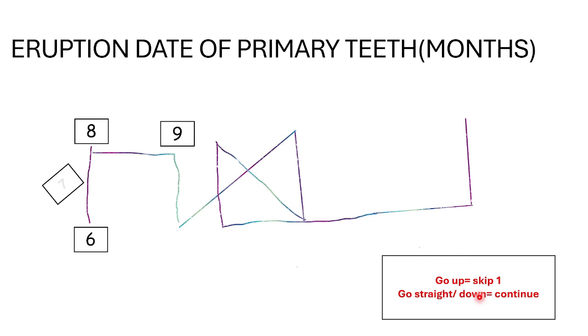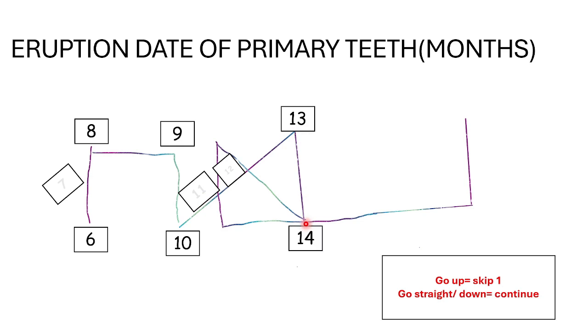Again we are coming down, so we continue. Our number will be 10. Now see this path, it's more steep, right? So this time, rather than skipping just one digit, we skip two digits. We skip 11, we skip 12, and then we come to number 13. Now continuing, we are again coming down, so it's easier. Again we write 14.